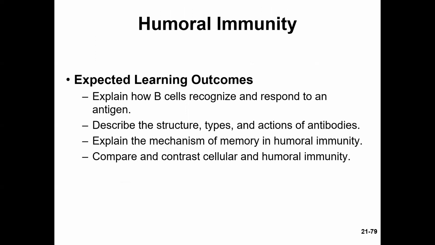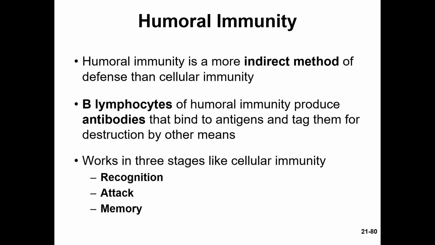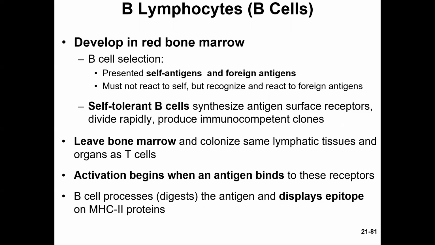In humoral immunity, we'll explain how B cells recognize and respond to an antigen. We'll describe the structure, types, and actions of antibodies. We'll explain the mechanism of memory and humoral immunity, and we'll compare and contrast cellular and humoral immunity. Humoral immunity is a more indirect method of defense than cellular immunity. B lymphocytes produce antibodies that bind to antigens and tag them for destruction by other means. It works in 3 stages, like cellular immunity: recognition, attack, and memory.